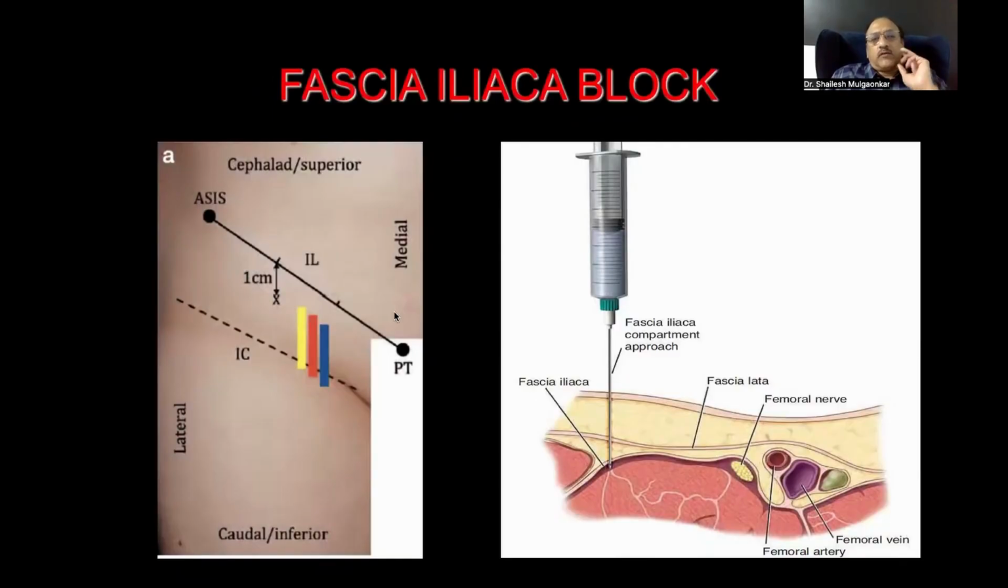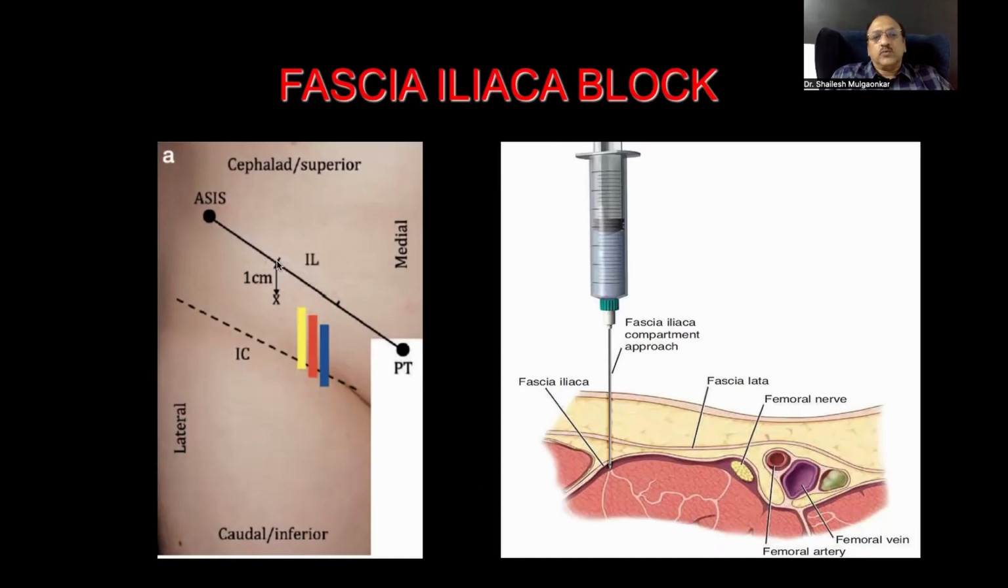Now, fascia iliaca block. When PNS is not available, when an ultrasound machine is not available, fascia iliaca block is ideal. So you take a needle which is blunt so that you can feel the dual pop, the fascia lata as well as the fascia iliaca. Once you enter the fascia iliaca and you inject, the drug goes towards the femoral nerve and blocks the femoral nerve.